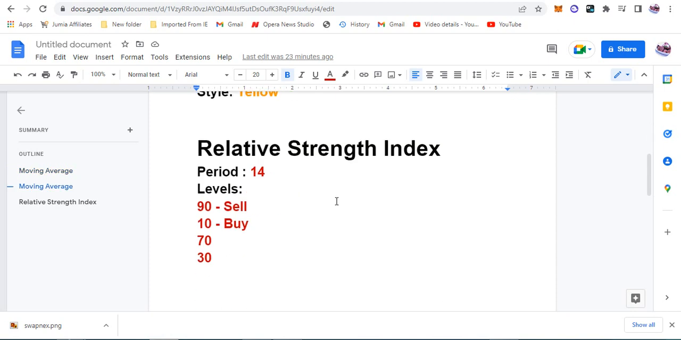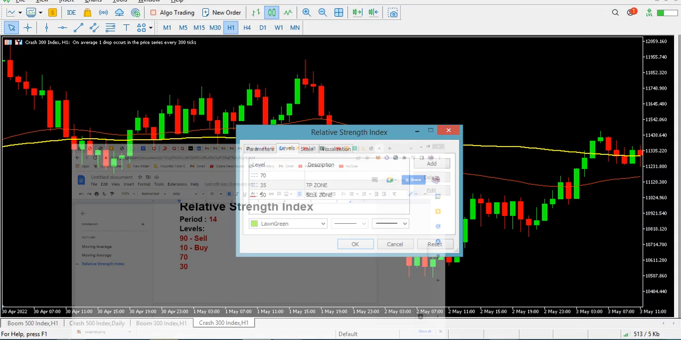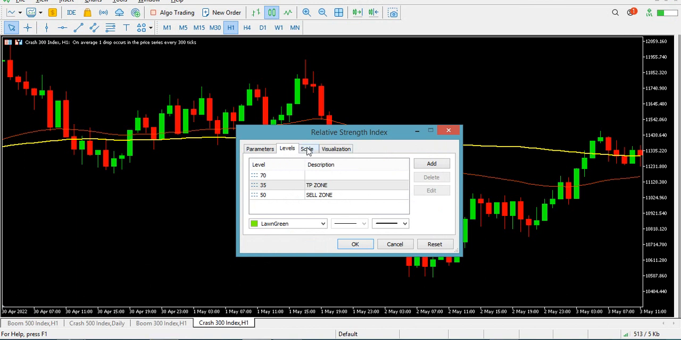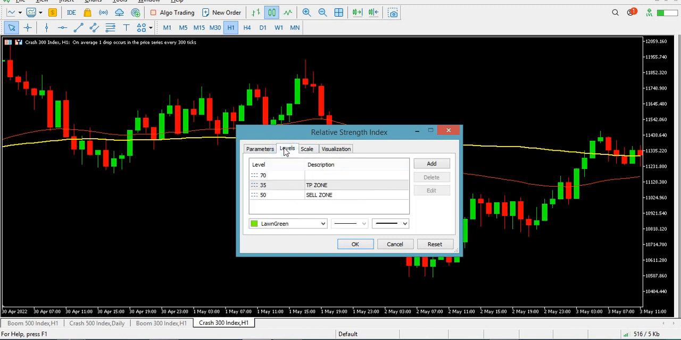This has more parameters. The period is 14. So we'll click on parameters, and the period is 14. Apply to close. The color depends on you, but I'm going to leave it on orange. Then I'll go to levels, and I'm going to edit the levels.